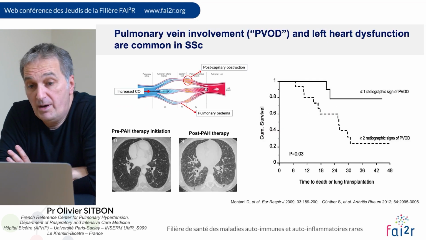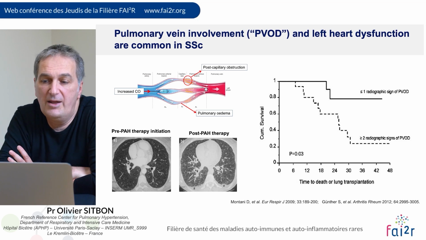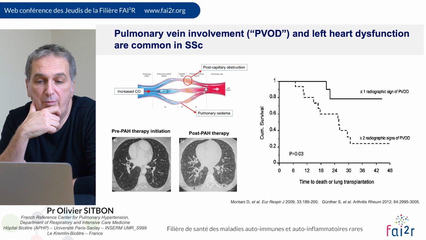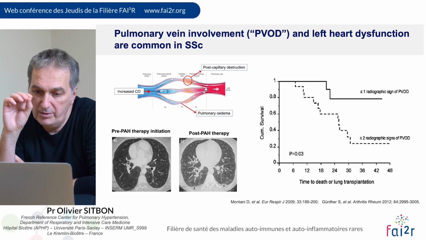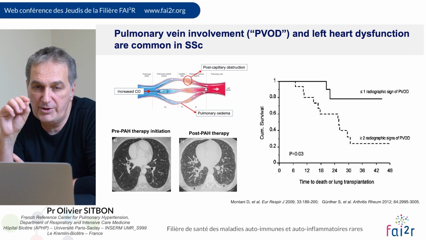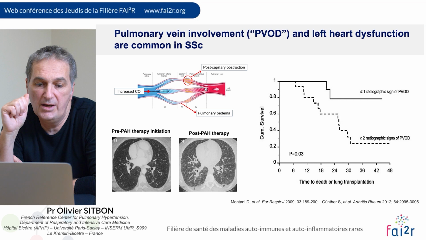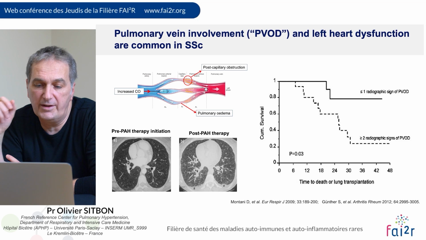In patients with scleroderma, we know that they can have pulmonary vein involvement. We can call that PVOD-like. And we know that those patients have a very, very poor survival as compared to patients who do not have pulmonary vein involvement. We have to be very cautious with that, and we have to look at the CT of those patients to seek typical signs of PVOD, like ground glass opacities or septal line thickening.